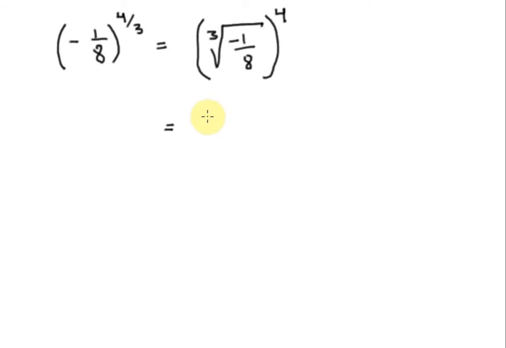Now, the cube root of -1/8, raised to the 4. Well, the cube root of -1 is -1, and the cube root of 8 is 2. So what I'm now going to do is take -1/2 to the 4th. So that's -1/2 times -1/2 times -1/2 times -1/2, which becomes +1/16. And that's my answer.